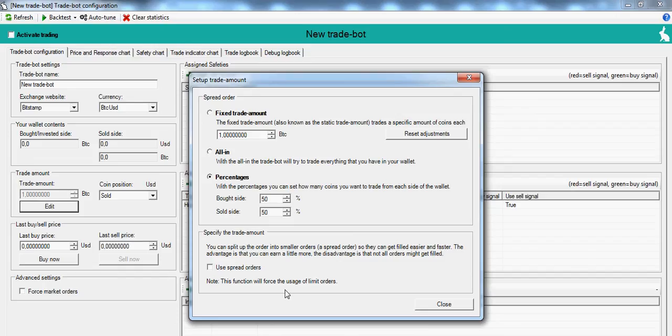There's also a new feature that's in the beta, and you can also use spread orders. If you want to use spread orders, then you click that, and that makes it so you can split up the order into smaller orders so they get filled easier and faster, and the advantage is that you could earn a little more. The disadvantage is that all your orders might not get filled. So it's a little risky, but it's going to increase your speed. So if you want to do that with your high-low, that would be an okay tactic. I wouldn't turn that on for scalping, but for high-low, that would be perfectly fine as a strategy.